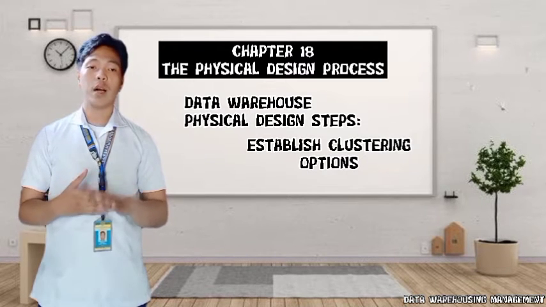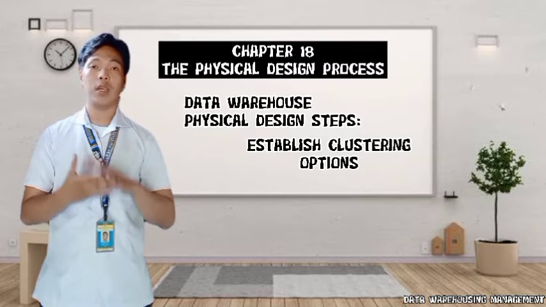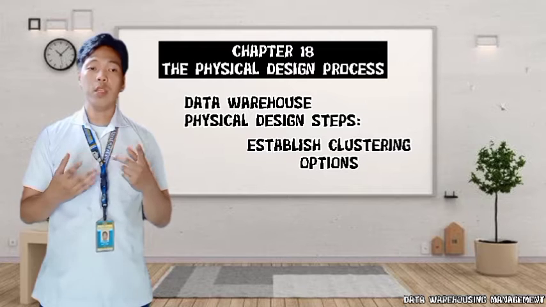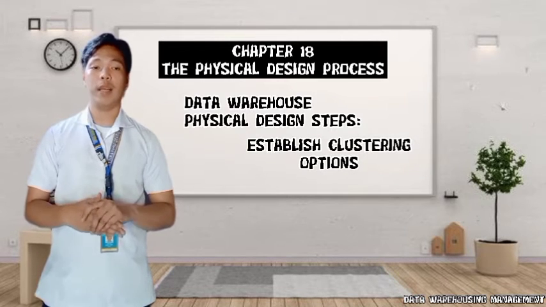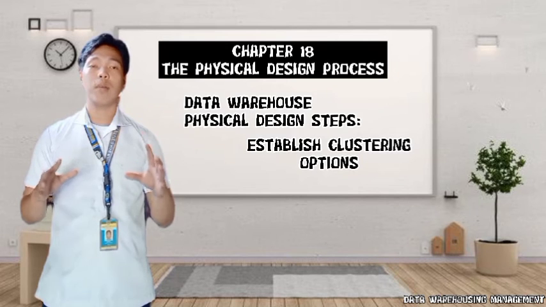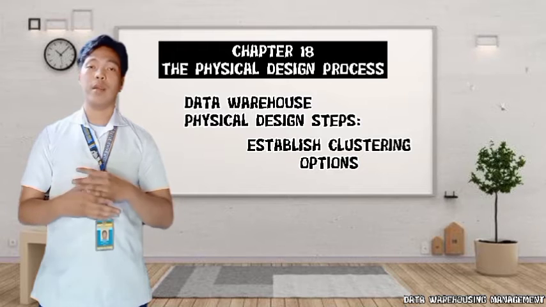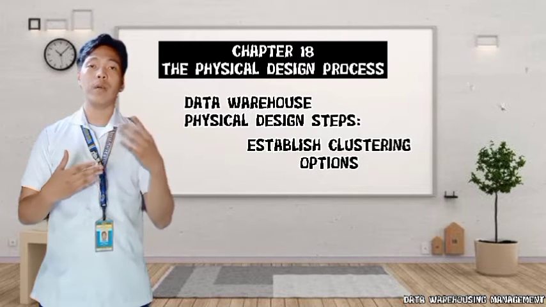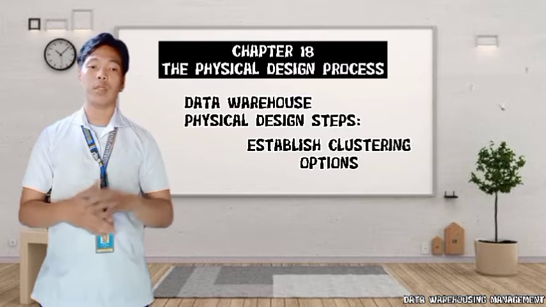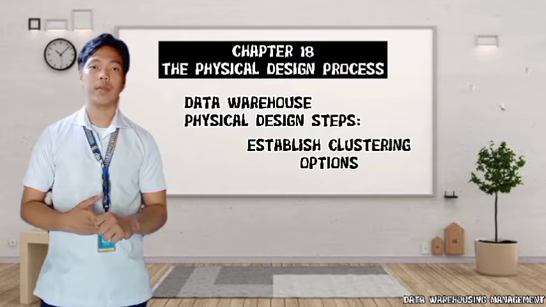Let's move on with the next step, which is establish clustering options. In the data warehouse, many of the data access patterns rely on sequential access of large quantities of data. You need to establish the proper clustering options before completing the physical model. Examine the tables, table by table, and find pairs that are related. This means that rows from the related tables are usually accessed together for processing in many cases.